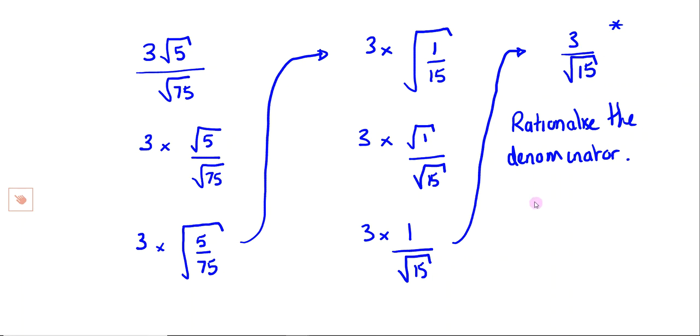What I do, because I need an equivalent form, I don't want to change its value. If I square 3 over root 15, I get a different number, right? Squaring the top and the bottom is not the same thing. Squaring 3 and squaring root 15 is not the same thing. When you write equivalent fractions, can you add 3 to the top and the bottom?